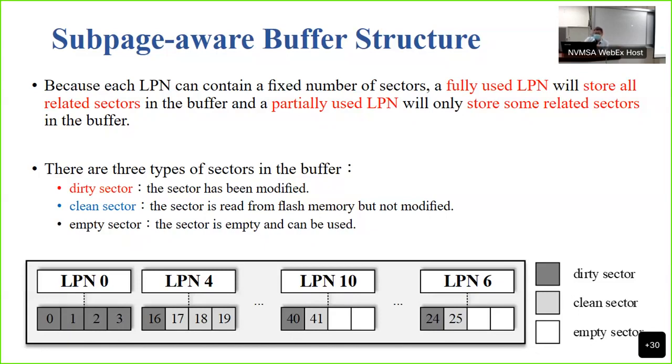Okay, in this sector we also have 3 types. In the buffer, we may have a dirty sector. A dirty sector means the sector has been modified. A clean sector means the sector is read but not modified. And we have an empty sector. An empty sector means it's a free sector, because in a partially used LPN there will be some empty sectors.